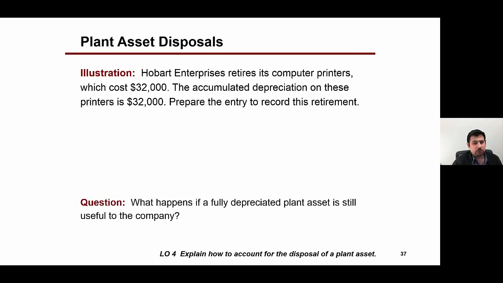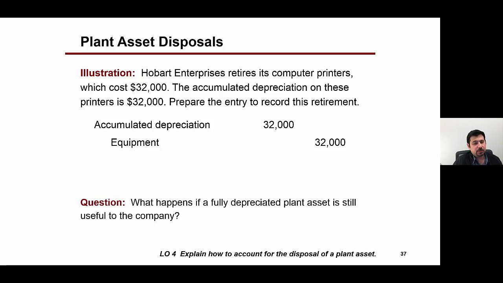Let's take an example here. Hobart Enterprises retires its computer printers, which cost $32,000. The accumulated depreciation on these printers is $32,000. The journal entry will have to be what? At this point, the company has fully depreciated those computer printers. As a result, the company will debit accumulated depreciation $32,000 and will credit the asset account, equipment, $32,000.